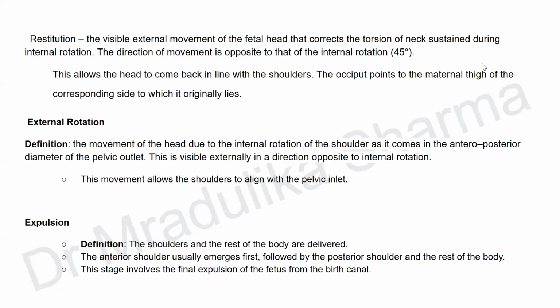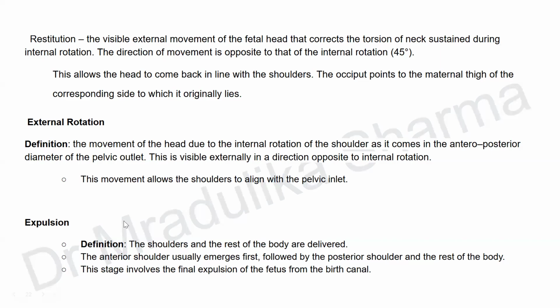When it comes out of the pelvis, the shoulder is still in the oblique diameter. So to come out of the pelvis, they have to come into the AP diameter, which is the largest diameter. For that, they have to rotate by 45 degrees. This 45 degree movement of the shoulder combines with the external rotation of 45 degrees of the head, which is the physical direction opposite to internal rotation. So now the shoulders are lying in the AP diameter so that they can easily come out of the pelvis. This is visible externally as the external rotation of the head, again by 45 degrees.